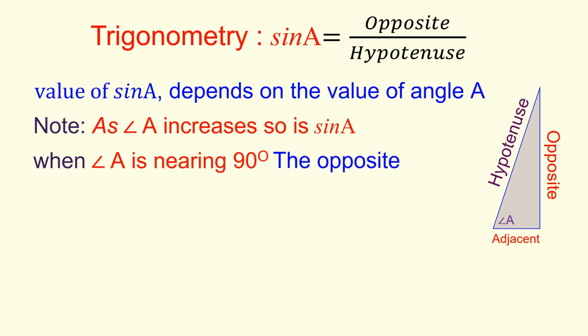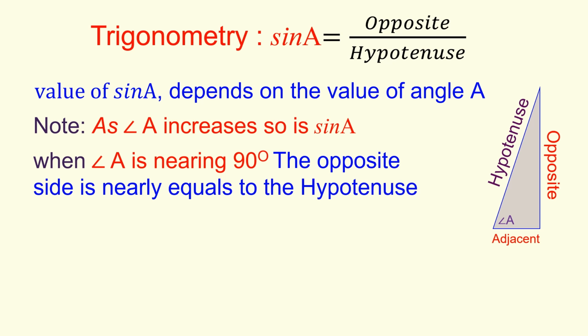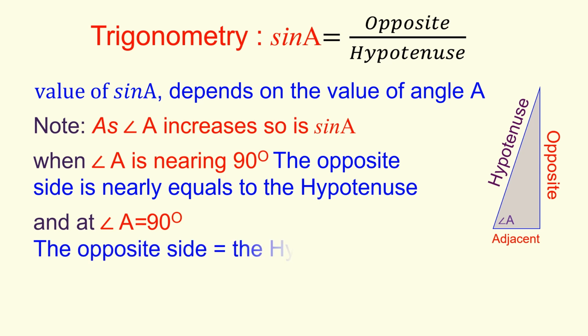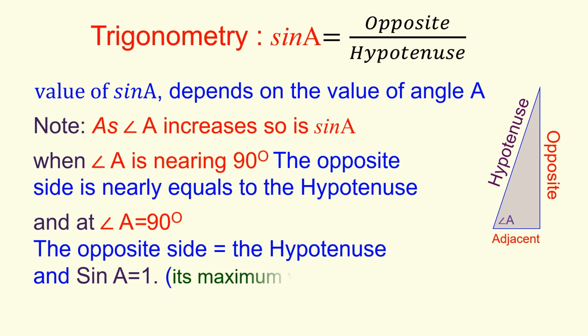As we know, in the right-angled triangle the hypotenuse is greater than the opposite side. Note: at angle A equals 90 degrees the hypotenuse equals the opposite and sine A equals 1. So the maximum value of sine A equals 1.